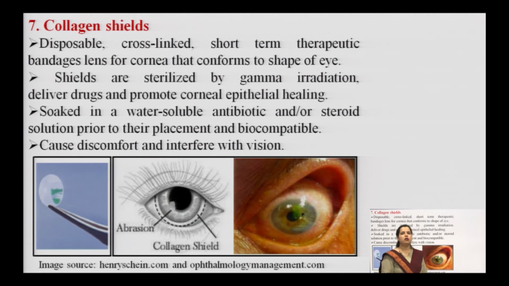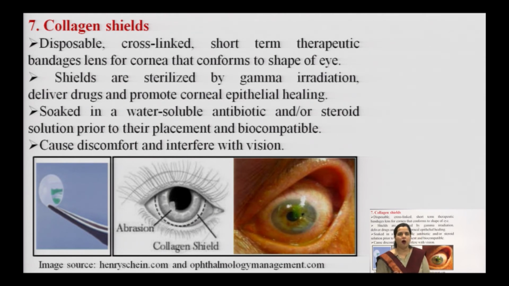Now, the seventh one is collagen shields. Collagen shields are disposable, cross-linked, short-term therapeutic bandage lenses for the cornea that conform to the shape of the eye. That means these shields are flexible in nature and can be fixed anywhere in the area and can form any shape while being retained in the eye, right.